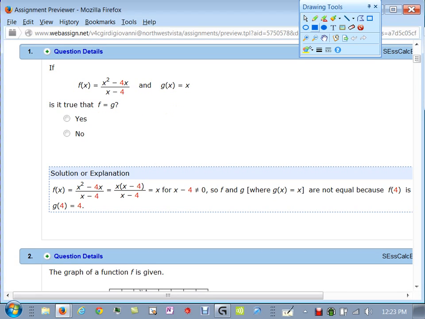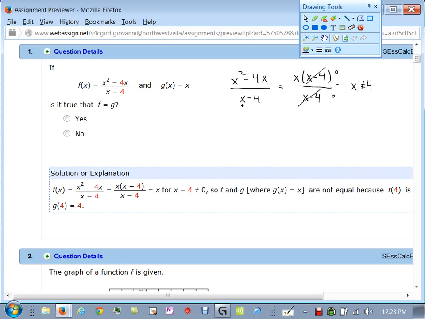Let me change my color here. Let's look at that numerator up here: x squared minus 4x over x minus 4. We can factor an x out on top and be left with x minus 4 over x minus 4. Now we're allowed to cancel this factor. When we do that, we have to be careful to tell ourselves it's okay to cancel as long as x is never 4. If x is 4, then we get 0 over 0, and therefore you have division by 0, which is undefined.